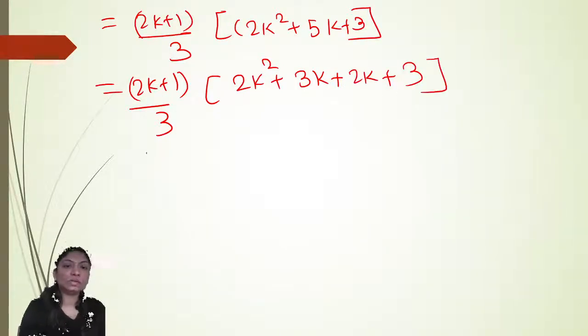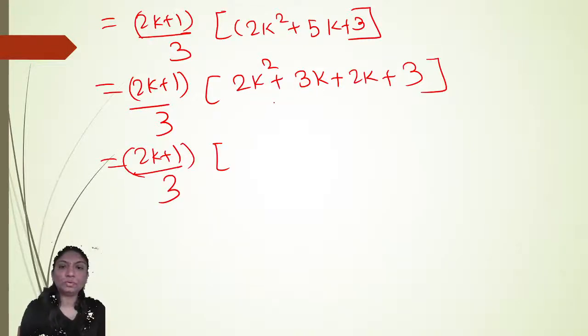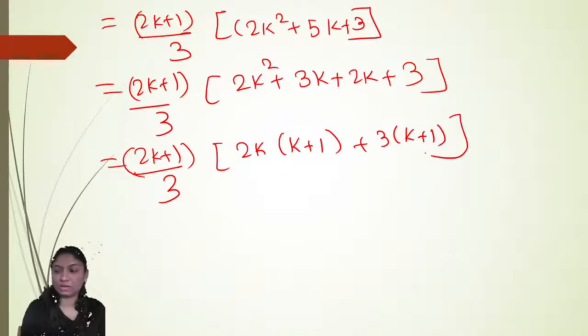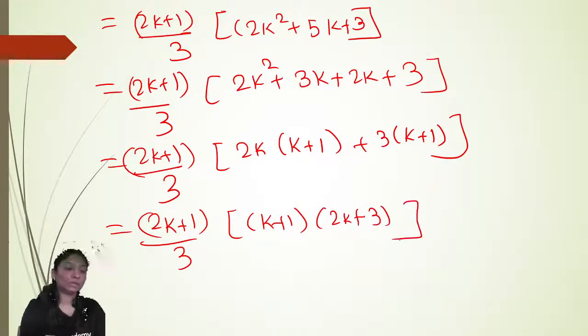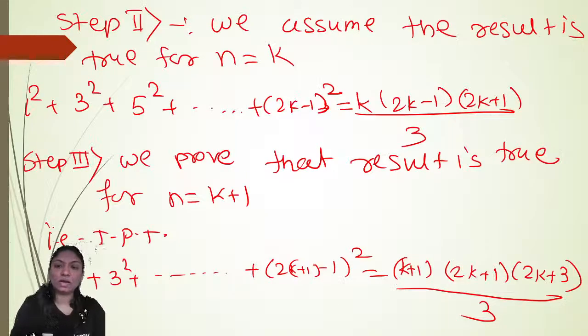Right? So ultimately (k plus 1)/3 bracket, now k common, bracket k plus 1, and plus 3 bracket k plus 1. We get here (2k plus 1)/3 bracket (k plus 1)(2k plus 3). Right? Ultimately, we want to prove that the RHS is (k plus 1)(2k plus 1)(2k plus 3)/3.